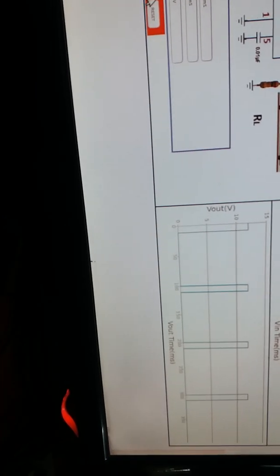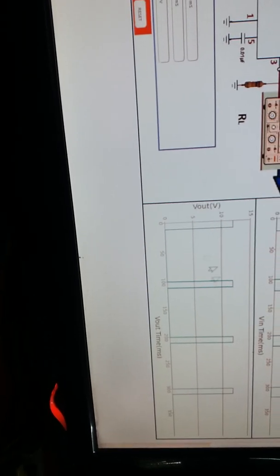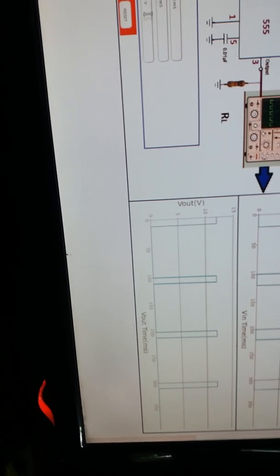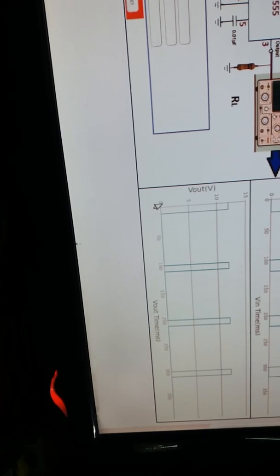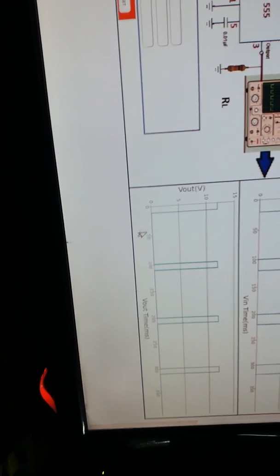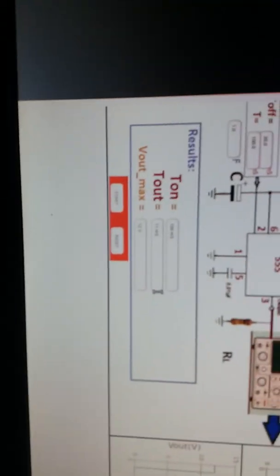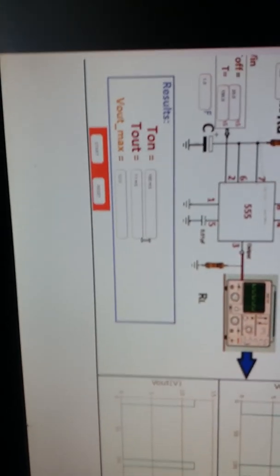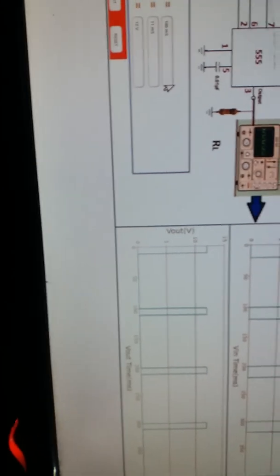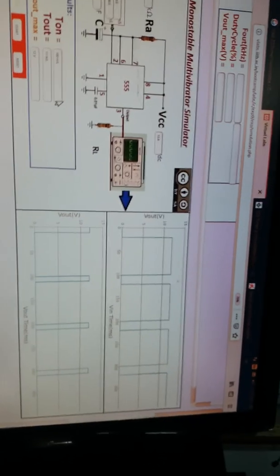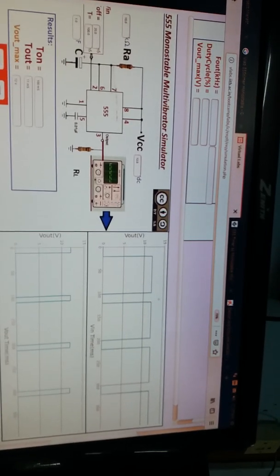The output maximum voltage is from 0 to 12 volts. The on period is 100 milliseconds, and the off period is 11 milliseconds. This is the output waveform, with respect to the input waveform, in milliseconds: V out time and V in time.